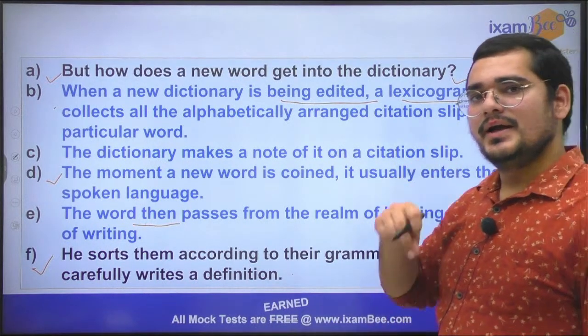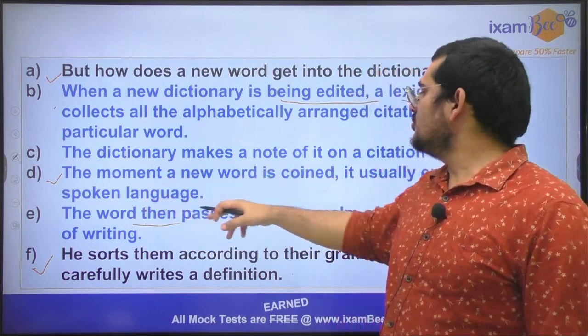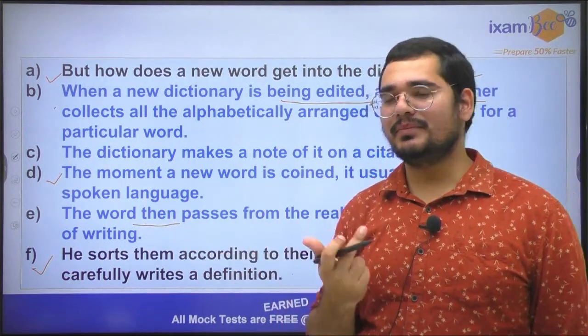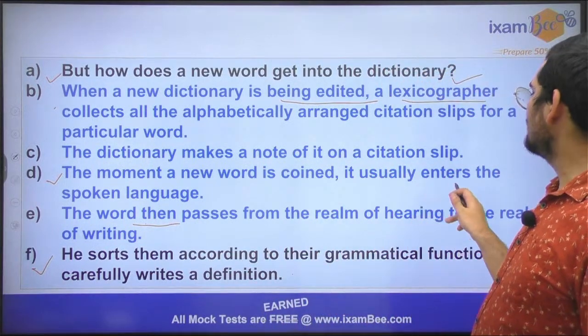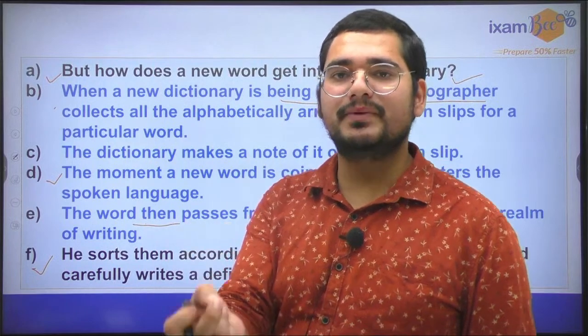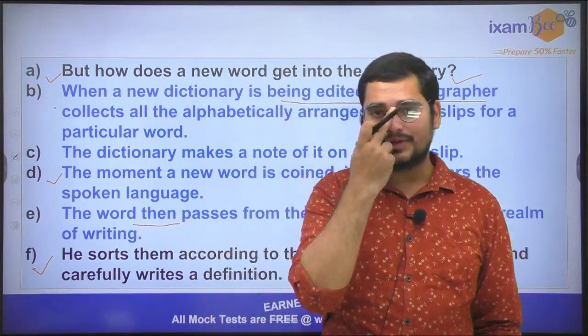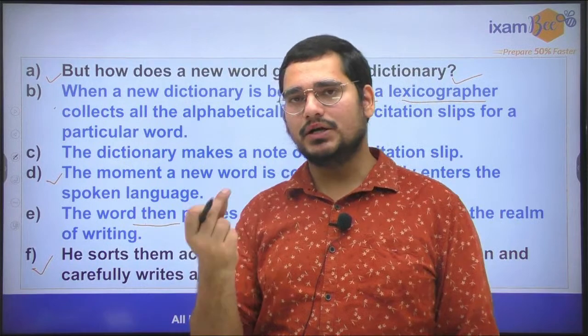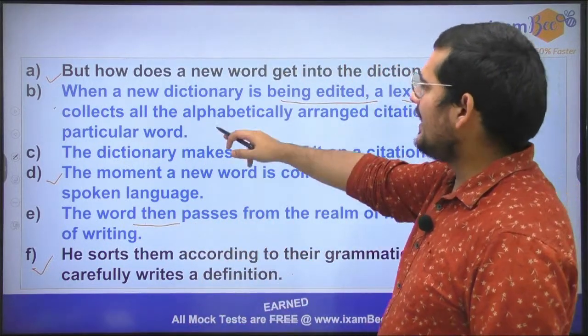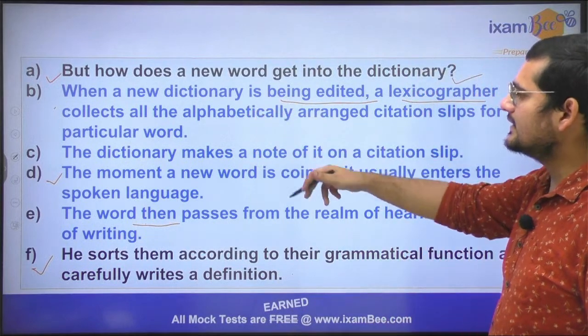कैसे एक new word dictionary में enter होता है? The moment a new word is coined, जैसे ही एक नया शब्द बनता है ना, या एक trend में आता है, ठीक है? It usually enters the spoken language. तो वो क्या होता है? वो spoken language में यूज होना चालू होता है. That means we start speaking that word, we start using it in our conversation. उसके बाद क्या होता है?